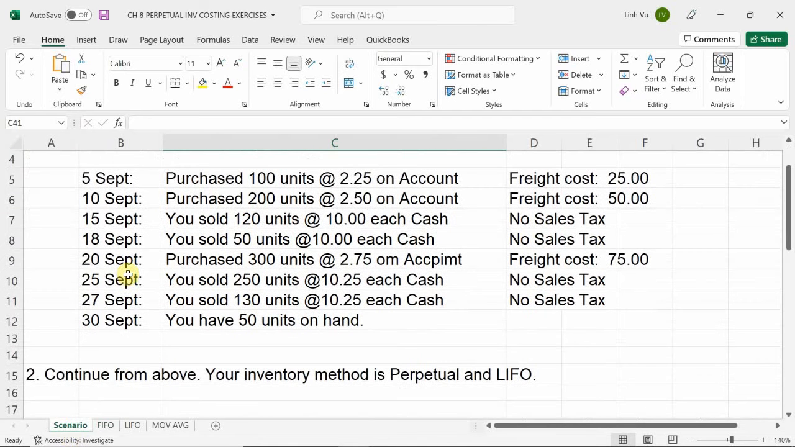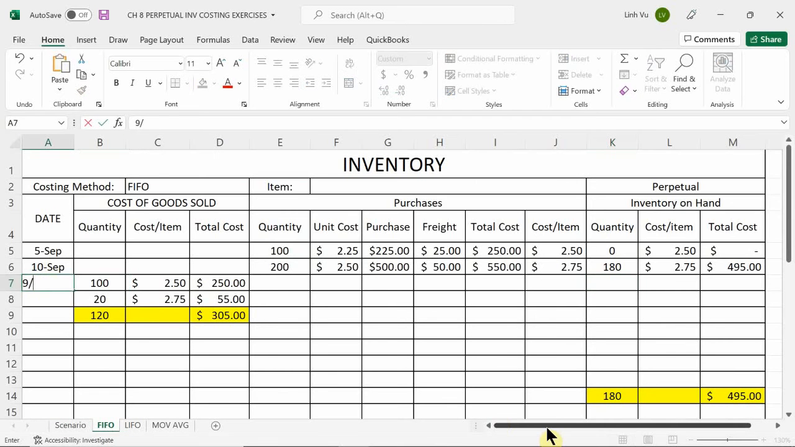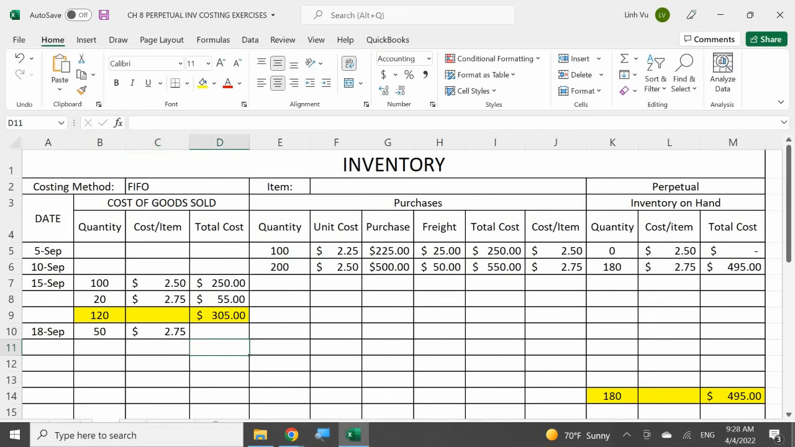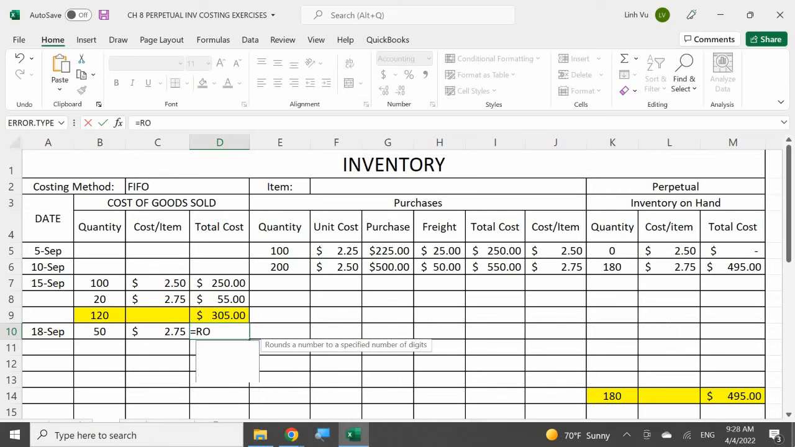okay? So let's see what happened on September 18, okay? So this September 18, you end up selling an additional 50 units at $10 each for cash, okay? So 50 more units, okay? So it's September 18, we sold 50 more units, okay? In this case, I only have one batch of inventory and one batch only. So how much is it going to cost me per item? $275. It's going to cost you $275, okay? Because I only got one batch of inventory. So in this case, how much is it going to cost me to sell 50 units at $2.75 each? $137.50.